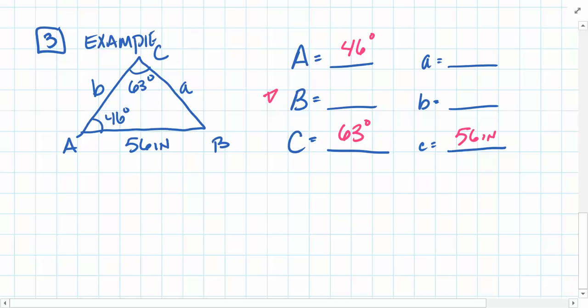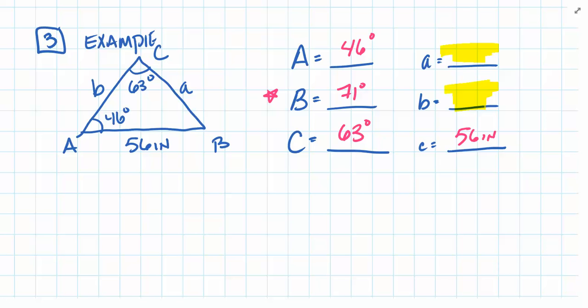Now, we can infer, we can figure out what that one is right away, right? 71. Yeah, why is that one 71? Very good, because all of them got to add to 180, right? So that one's got to be 71. So really, this isn't so bad, huh? Really, all we have to do is figure out that side and that side right there. That's not so bad. So in order to solve this, we need to figure out those two, and then we'll be good to go.